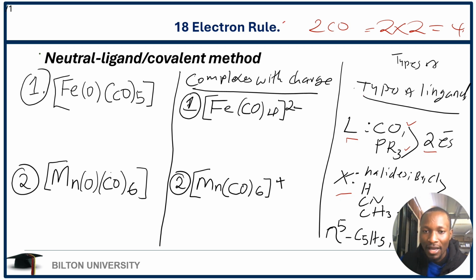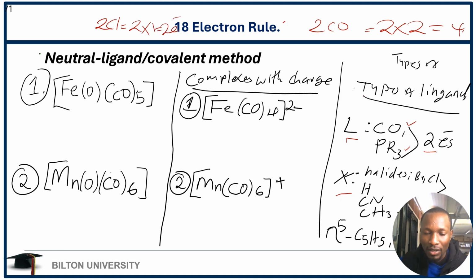We can also have the X-type ligands, and some of them include the halides, for example bromine and chlorine. Another X-type, we have the hydride, the cyanide, and the methyl. In the neutral ligand method, each of the X-type ligands contributes 1 electron. So if, for example, I have 2 chlorines, it's going to be 2 times 1, and that's going to give me 2 electrons.